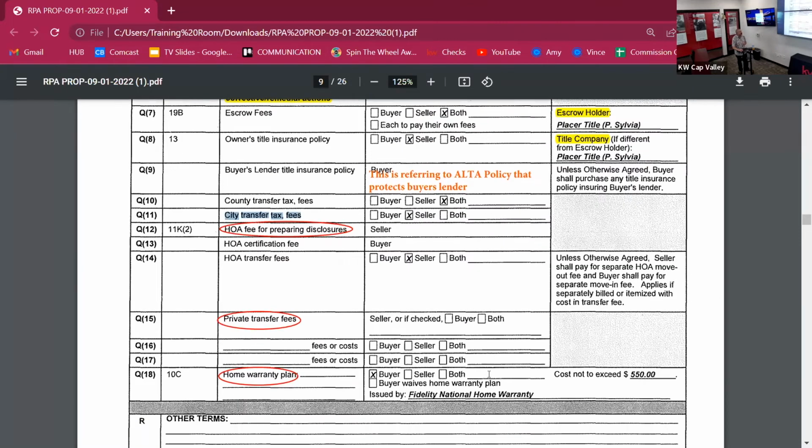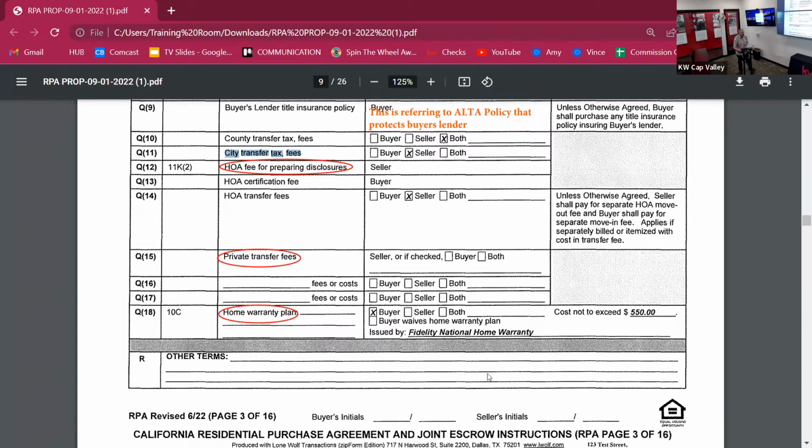Private transfer fee. I want to touch on that for a second. You won't encounter this too much unless you're selling a lot of properties in newer homes. By newer homes, I mean post early 2000s. Private transfer fees were kind of a strange animal that were out for a short period of time, and then the courts declared them illegal retroactively. So you have communities, some like Folsom and around there.